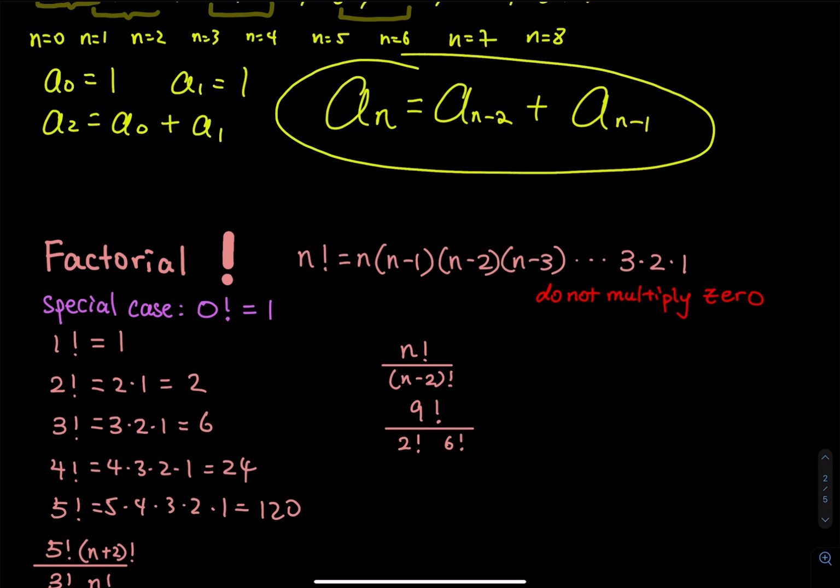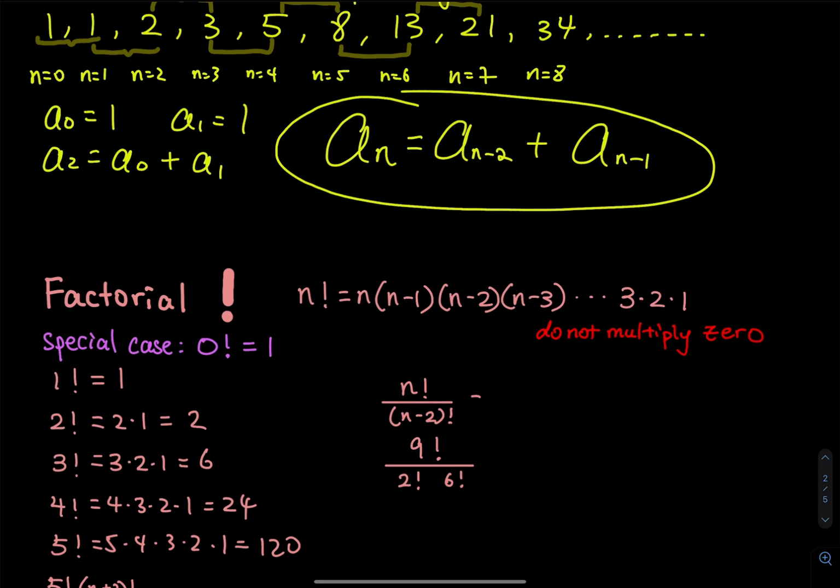How about this, n factorial divided by n minus 2 factorial? So this one will be what? Let's look at the top. That will be n times 1 smaller than that, which is n minus 1, 1 smaller than that, n minus 1 minus 1, then that will be n minus 2. So as we keep on going, we will have n minus 3 and then n minus 4, right?